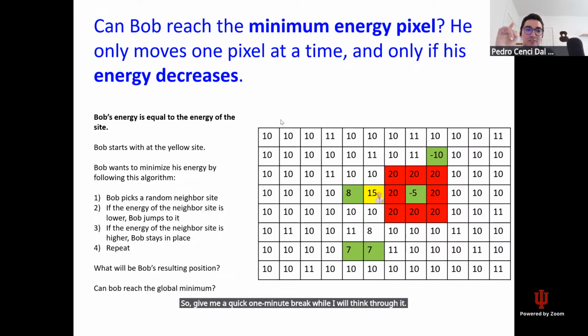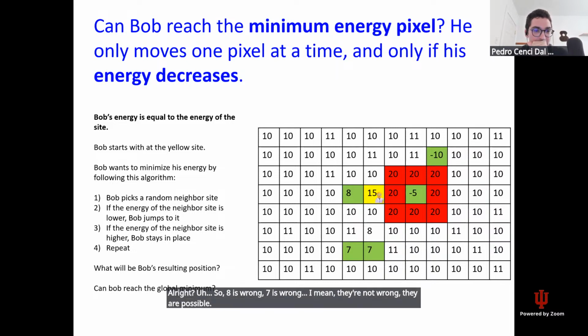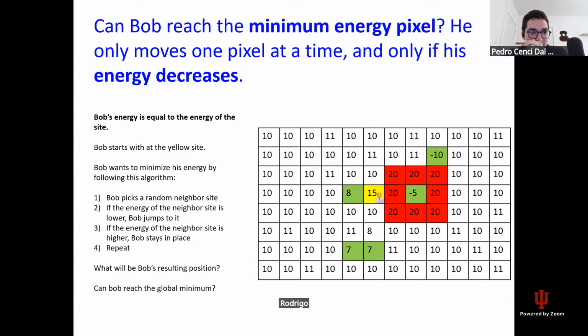The ones that got the correct answer, I have an extra question for you. How can you change the rule set such that Bob can arrive at the global minimum pixel? So 8 is wrong, 7 is wrong. I mean, they're not wrong, they're possible. 8 is possible, 7 is possible. We can change the starting position Bob is at to get to the global minimum energy pixel.